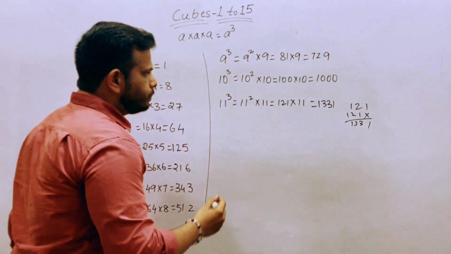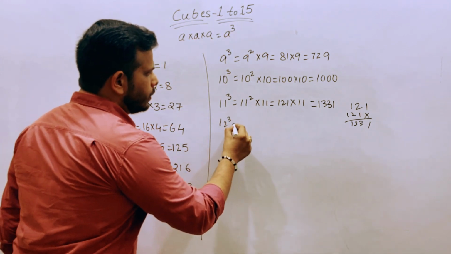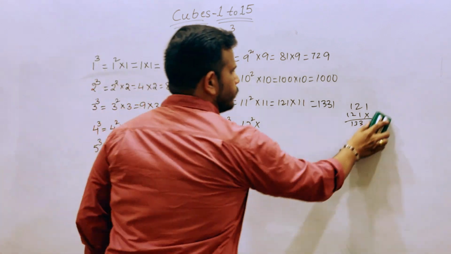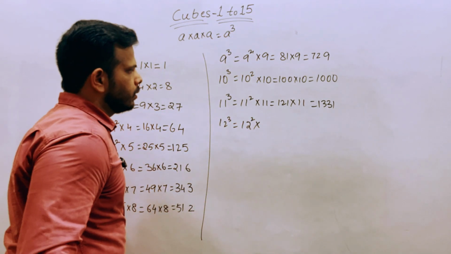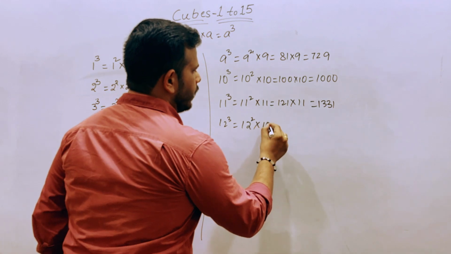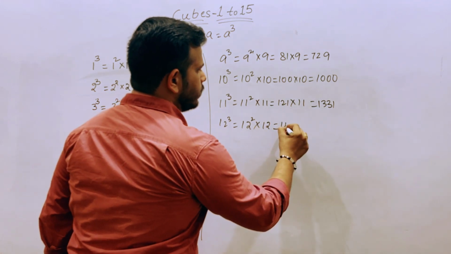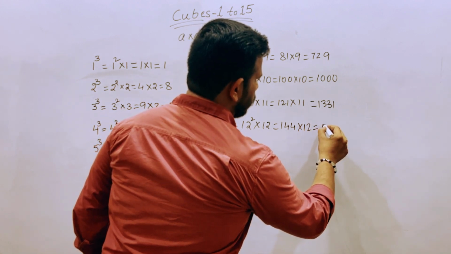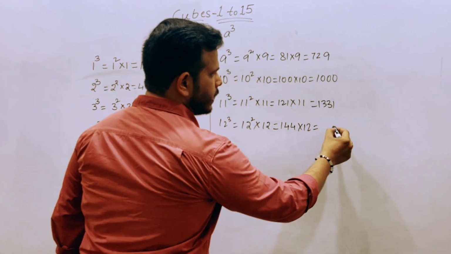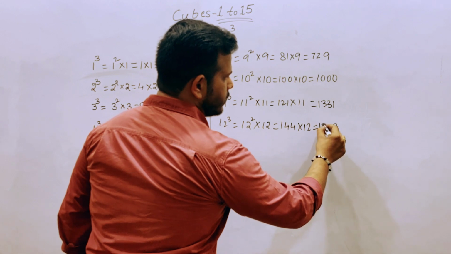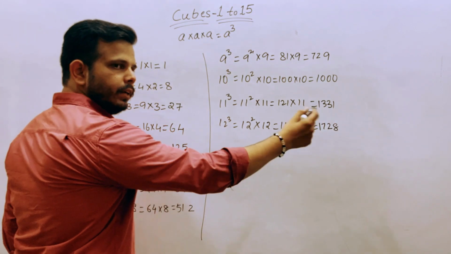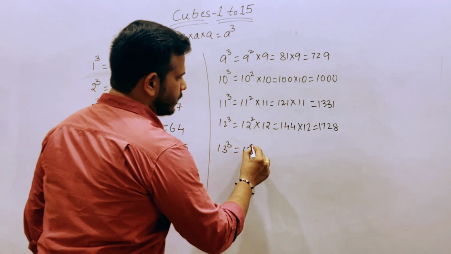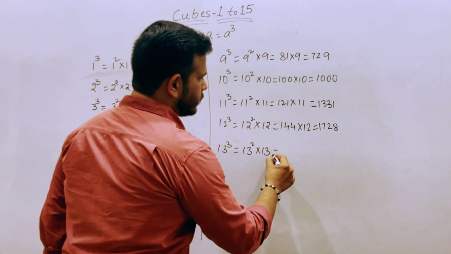So 12 cube, 12 square into 12, 12 12s are 144, 144 into 12. See, 2 4s are 8, 1728.